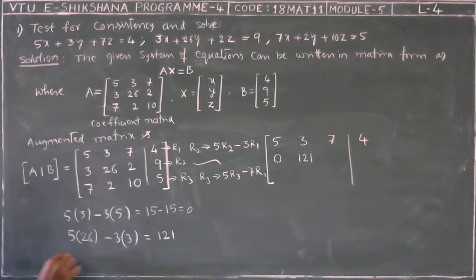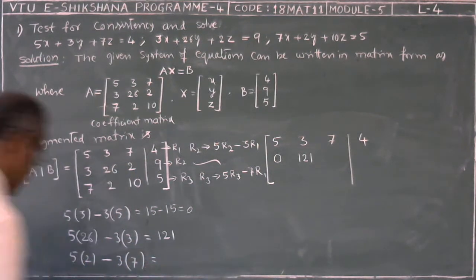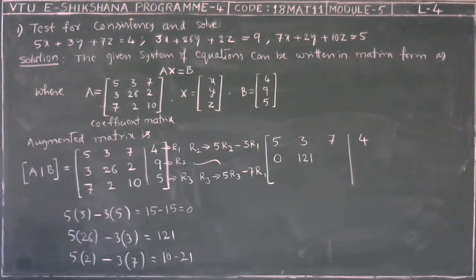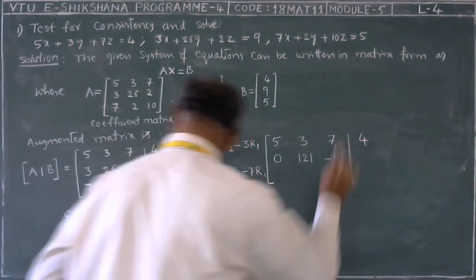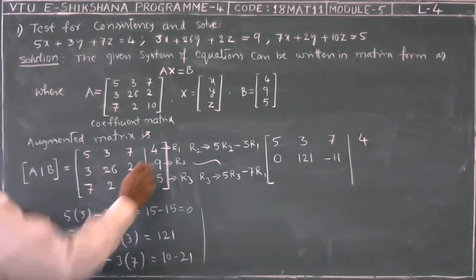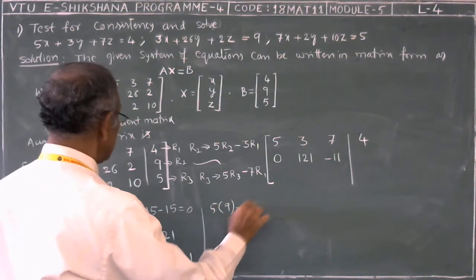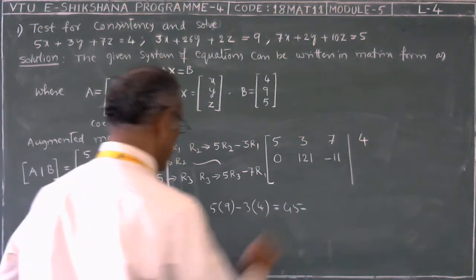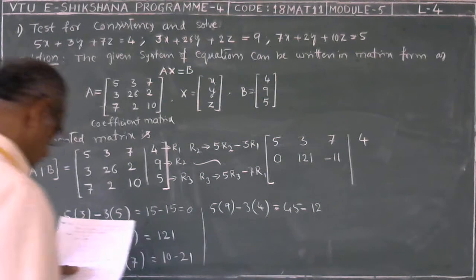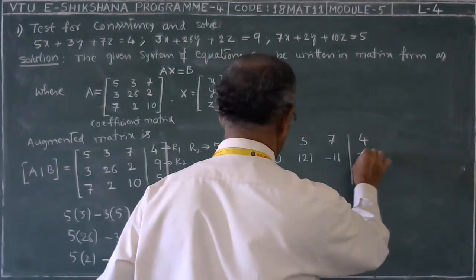Next, with this 2: 5 into 2 minus 3 into the corresponding element, which is 7. So this is 10 minus 21, which is minus 11. Then we have one more element, 9. So 5 into 9 minus 3 into 4. This is 45 minus 12. So this will give you 33.